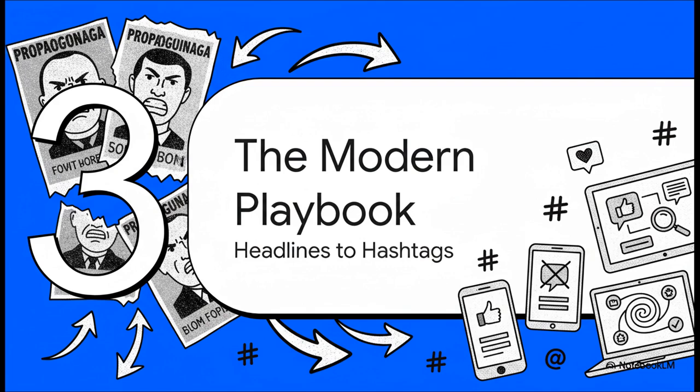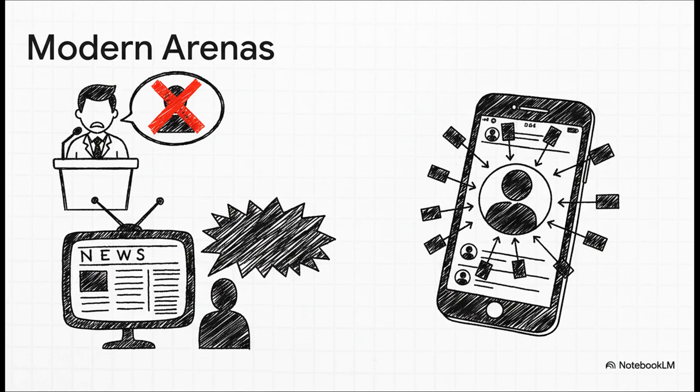Let's jump into our third section and explore the modern playbook, where the battlefield has shifted from posters and pamphlets to headlines and hashtags. I mean, let's be honest. Today, name-calling is absolutely everywhere. Politicians use these quick labels to dismiss their opponents in a single soundbite. News outlets frame entire stories with loaded, biased terms right in the headline. And, of course, social media, well, it's become the ultimate arena for rapid-fire labeling.